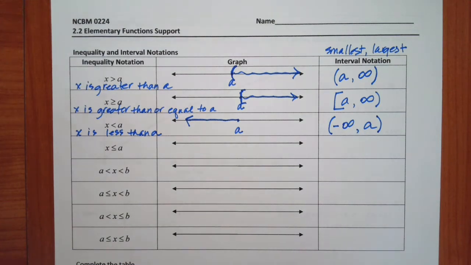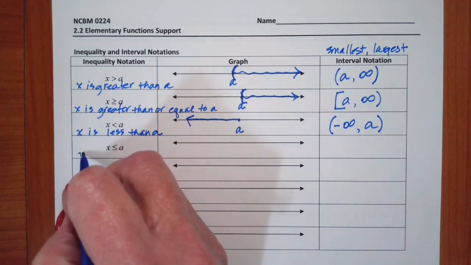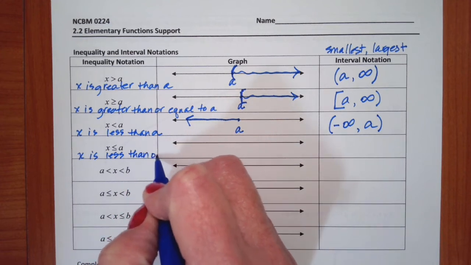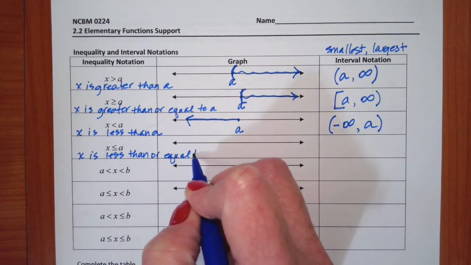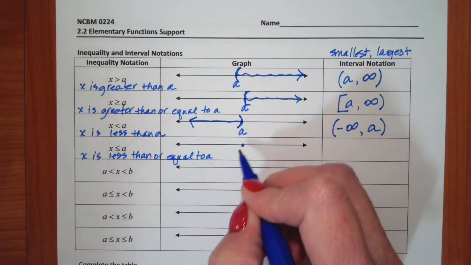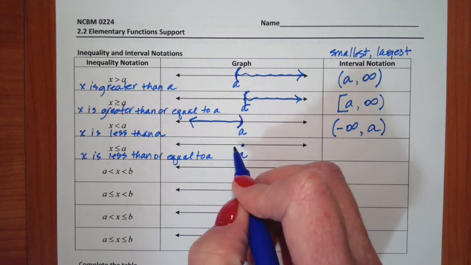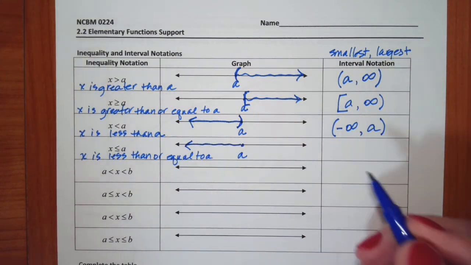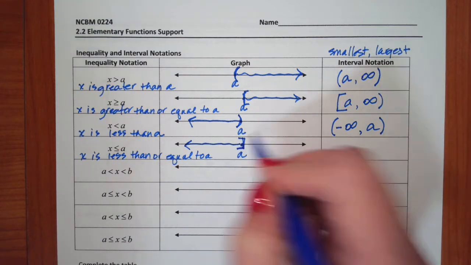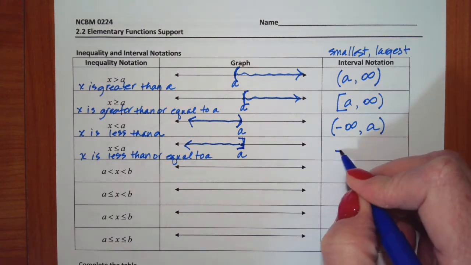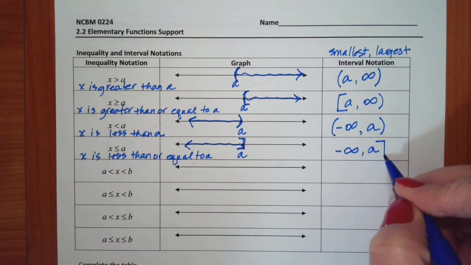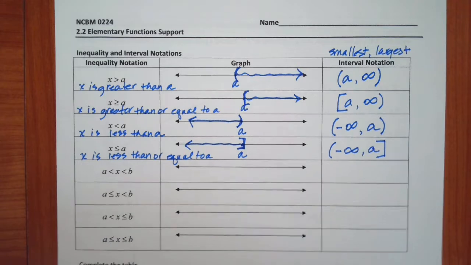This, of course, means x is less than or equal to a. So I have my a value. Less than is everything to the left. But to show that I'm including the a, I'm going to put a bracket, which means my smallest value is negative infinity. My largest value is a. It includes the a, so I put a bracket there.